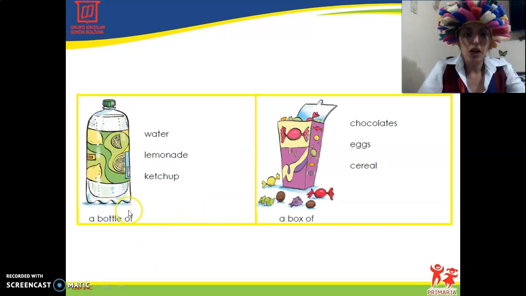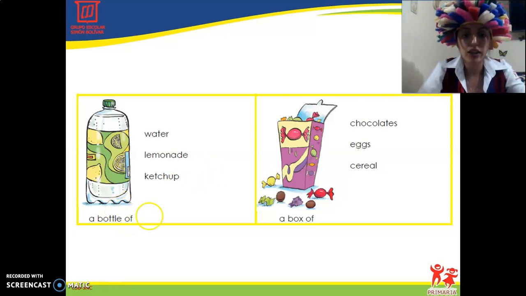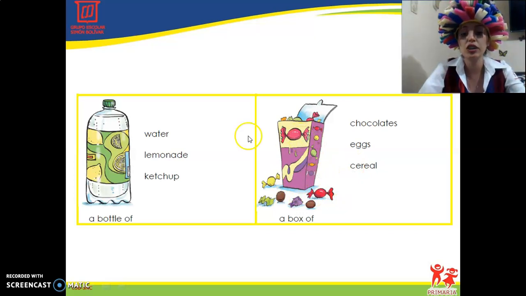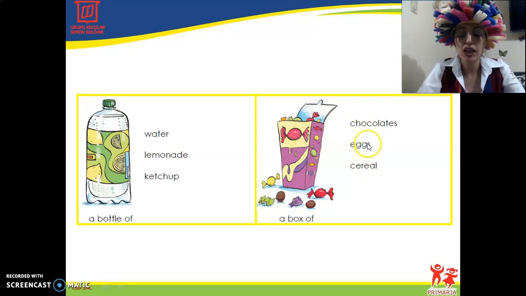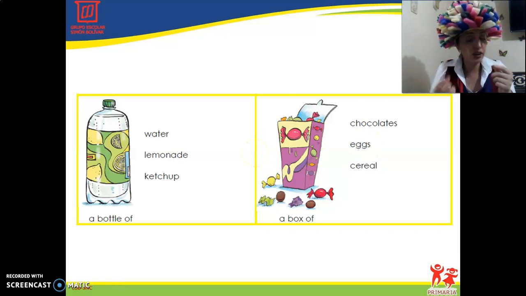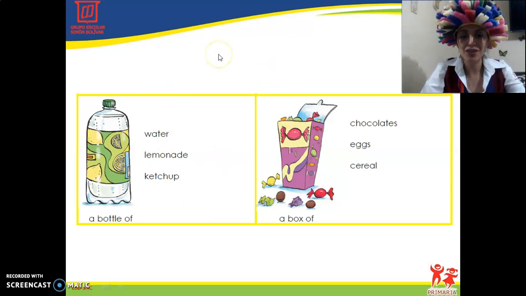A bottle of water, a bottle of lemonade, a bottle of ketchup, okay? That's a bottle. It's inside something, a container, a bottle of. And then you have a box of chocolates, a box of eggs, a box of cereal, okay? Because it's not specifying quantity. It's just saying a box of what? Of chocolate, eggs, or cereal. Now, if you observe, you're using plurals and singulars, but some are singular and some are plural. Yes, guys? No problems? Are we okay? All right.